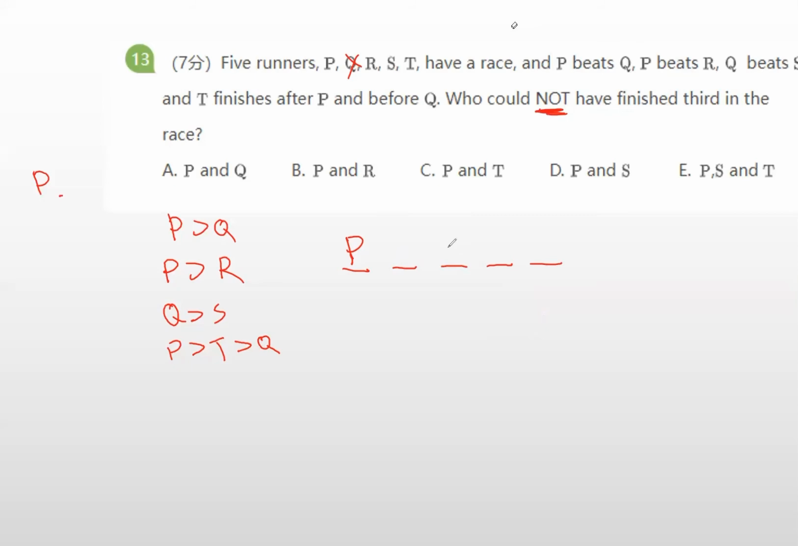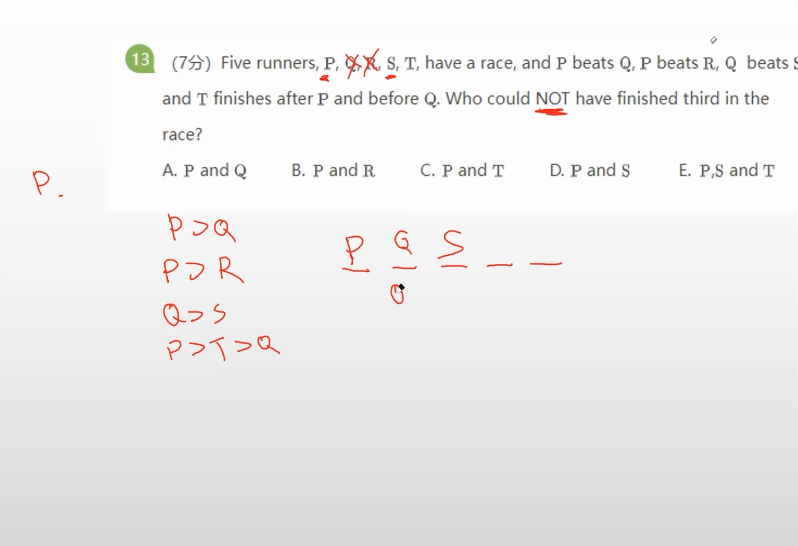Now, let's try R. If R is in third place, what do we know? P beats R, there's no other relation with R, and P beat Q, so you can have T, Q, S. So R can also be in third place. Am I right? Does everyone see that? Okay, so we eliminated two already, so we can try another one. Now S: because we know Q beat S, Q must be here. We know T must also beat Q, so there's no place for T. Q beat S, so there's no other place for S, so S cannot finish in third place. P cannot finish in third place.